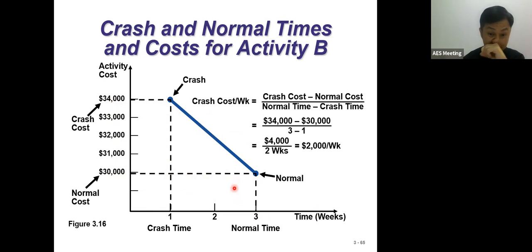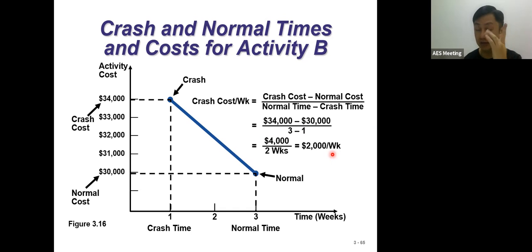Right, so a given example for this. What is meant by the 2,000? Remember, this 2,000 is per 1 week, 1 week for activity B. Therefore, 1 week is going to cost you about 2,000 here.